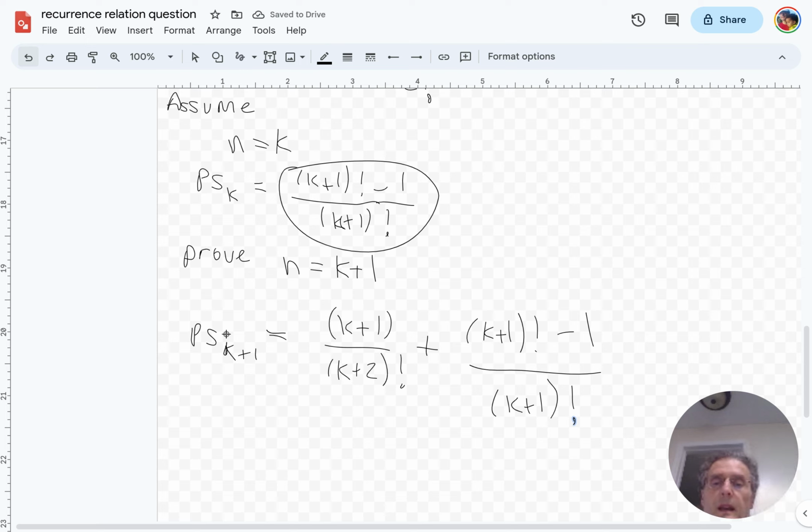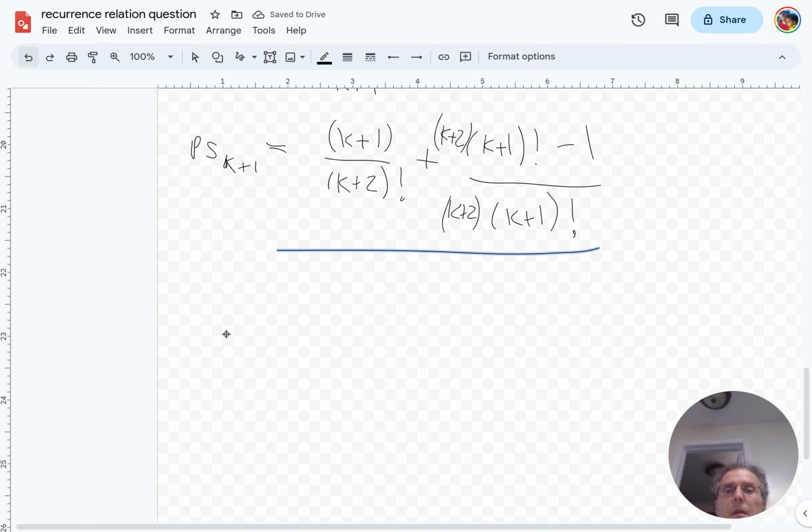Now we just have to do the math. How do you add fractions? You have to have the same denominator. So this needs to be multiplied by k plus 2 on both top and bottom, and then we can add them all. So let's see if we have enough room. It looks like we do. So this is a mess, but we can do it, right?